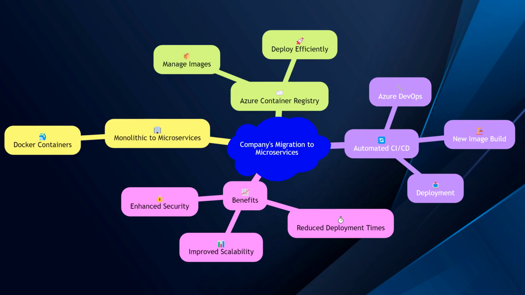Consider a company that migrated its monolithic application to a microservices architecture using Docker containers. By leveraging Azure Container Registry, they were able to manage and deploy their container images efficiently. They set up automated CI/CD pipelines using Azure DevOps, ensuring that every code change resulted in a new image build and deployment. This approach reduced deployment times, improved scalability, and enhanced security, demonstrating the practical benefits of using ACR.